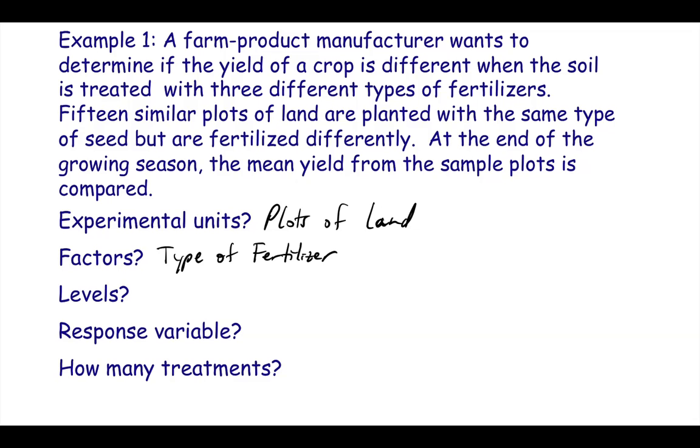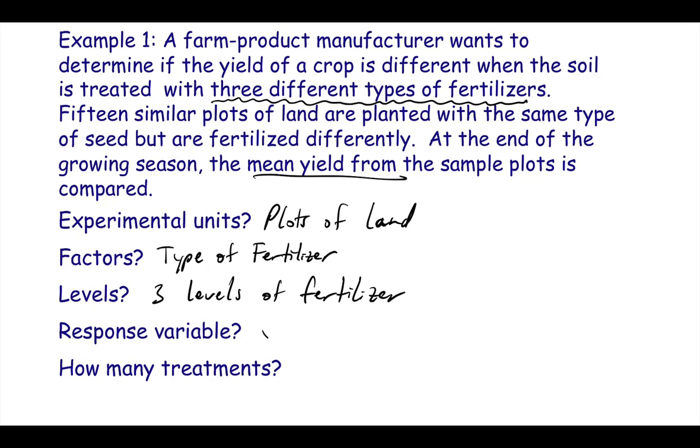Levels. Levels are there different levels of the factors? It doesn't say, but what is it? It says right here, there are 3 different types of fertilizer, right? So we would say 3 levels, 3 types, 3 levels of fertilizer. 3 levels, so that would be, call them A, B, C, 1, 2, 3, whatever you want to call it. Response variable, what are we measuring? At the end, what am I measuring? The yield, right? The yield of crop, yeah. The mean yield right here. How much crop they're able to bring in from each of those plots of land.